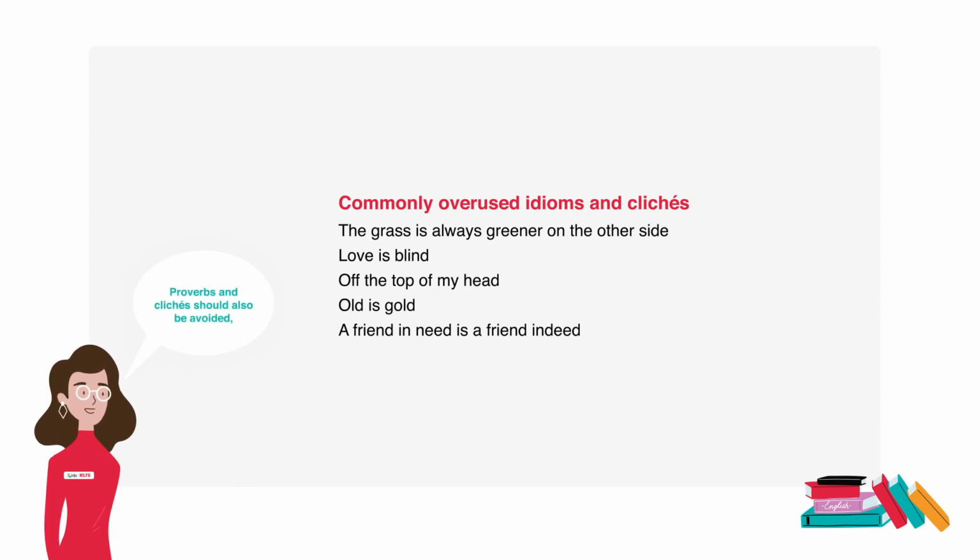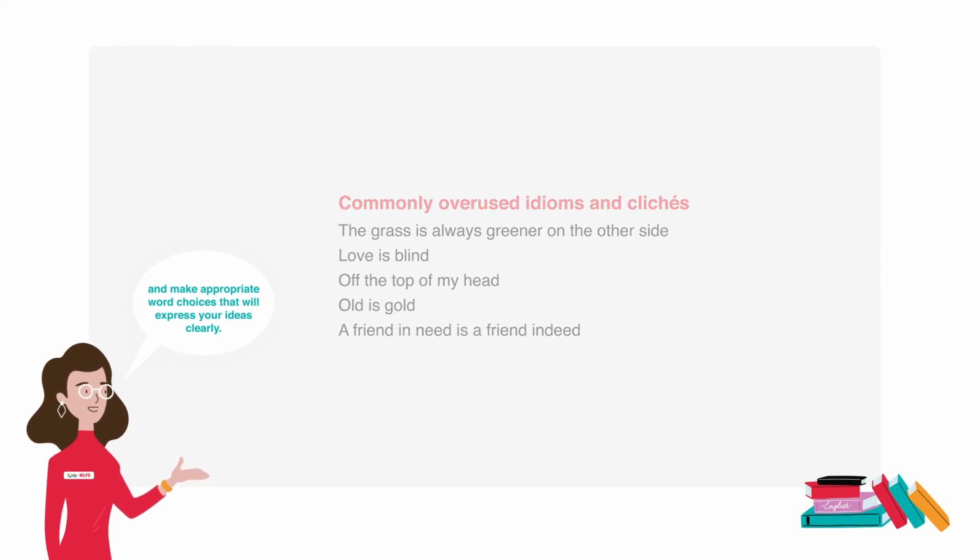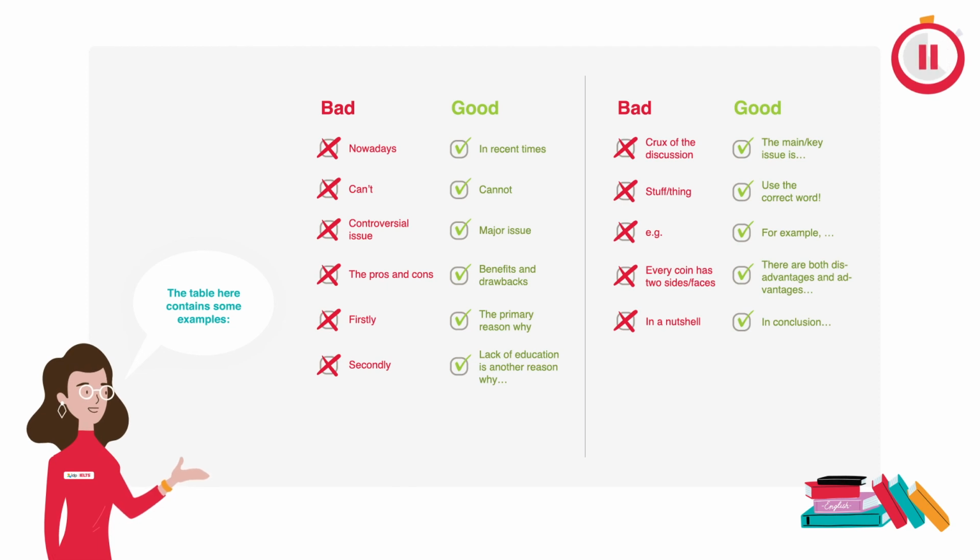Proverbs and clichés should also be avoided. Again, they are often used when speaking. These can include: these terms should not be used when writing as they are vague and do not address a task appropriately. You should use clear language and make appropriate word choices that will express your ideas clearly. The table here contains some examples.